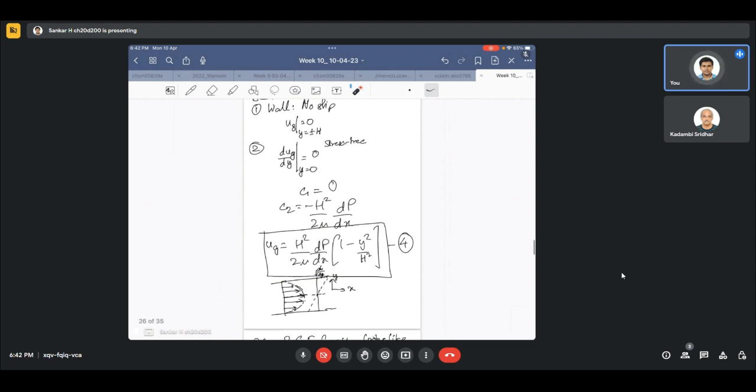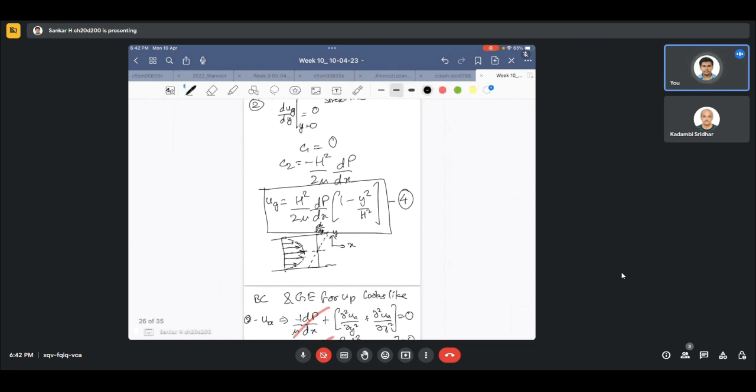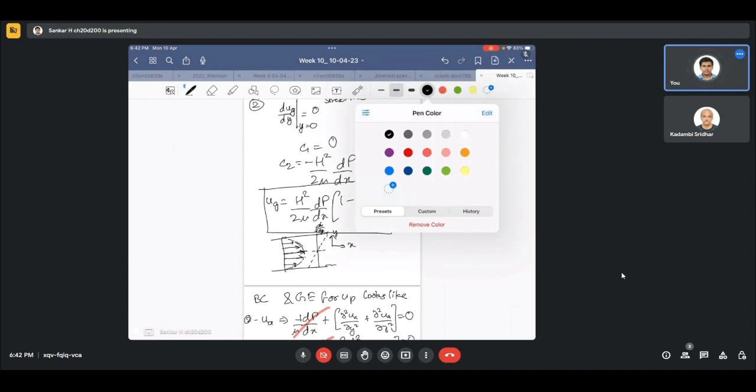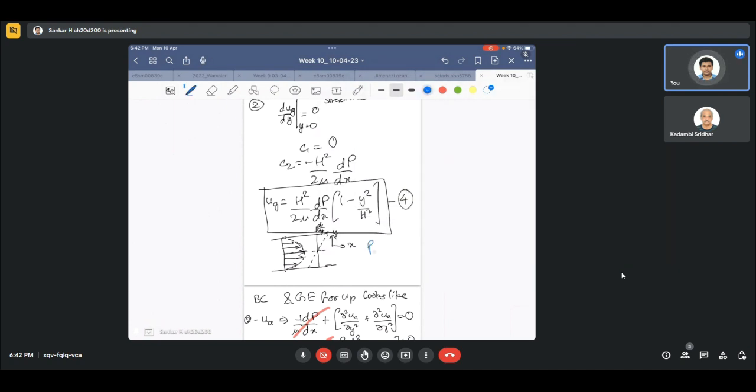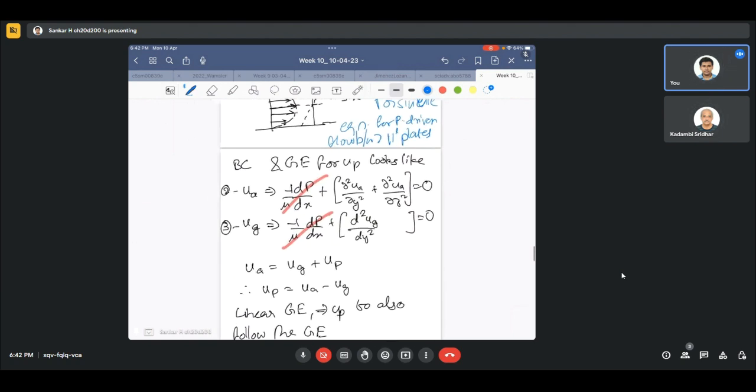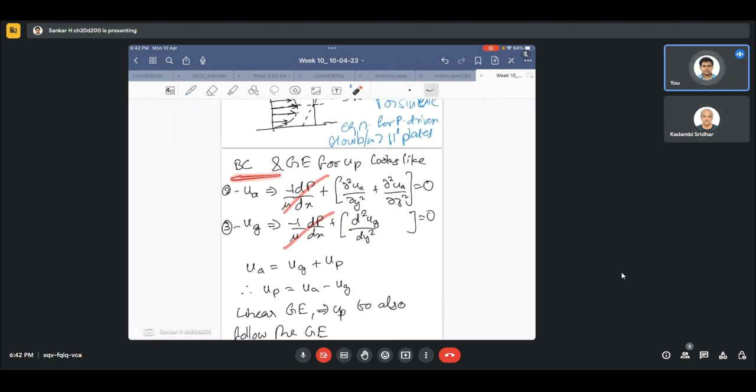And I think I have not mentioned this. I'll use a different color over here. So this is actually the Poiseuille equation, or flow between parallel plates. Poiseuille equation for pressure-driven flow between two parallel plates.